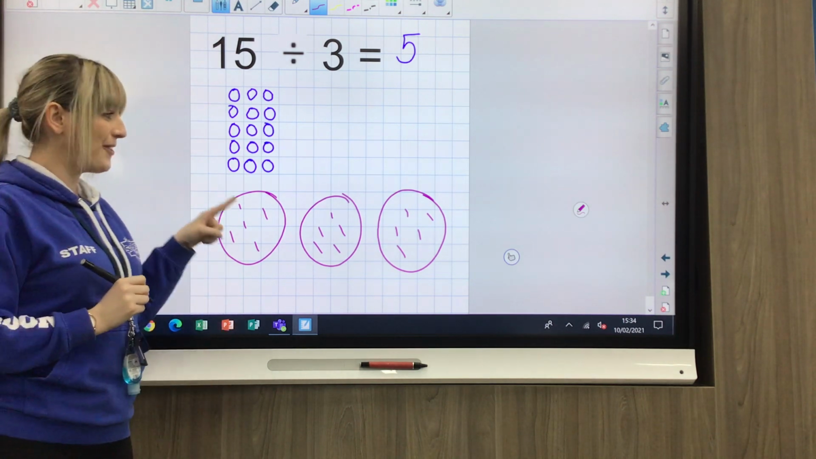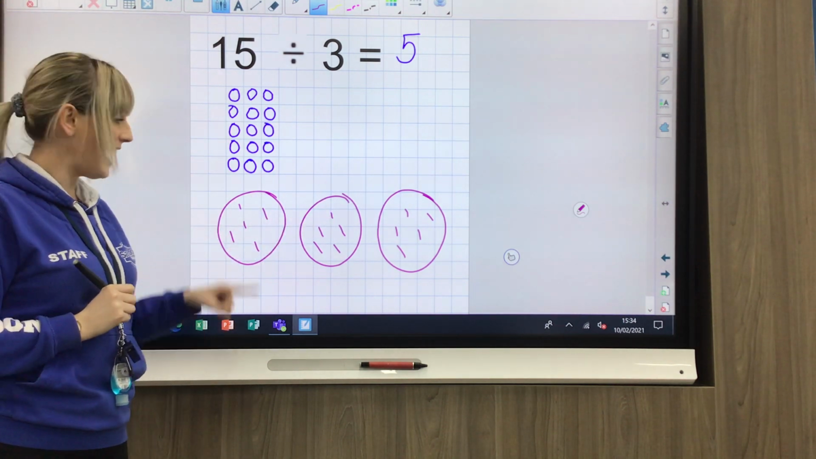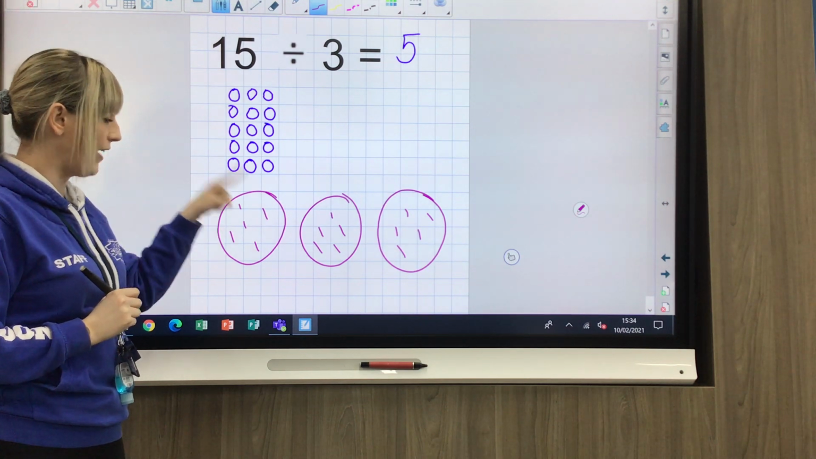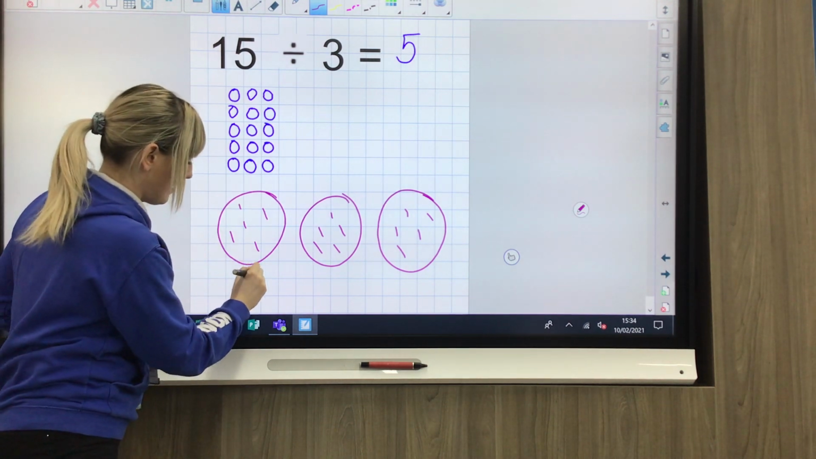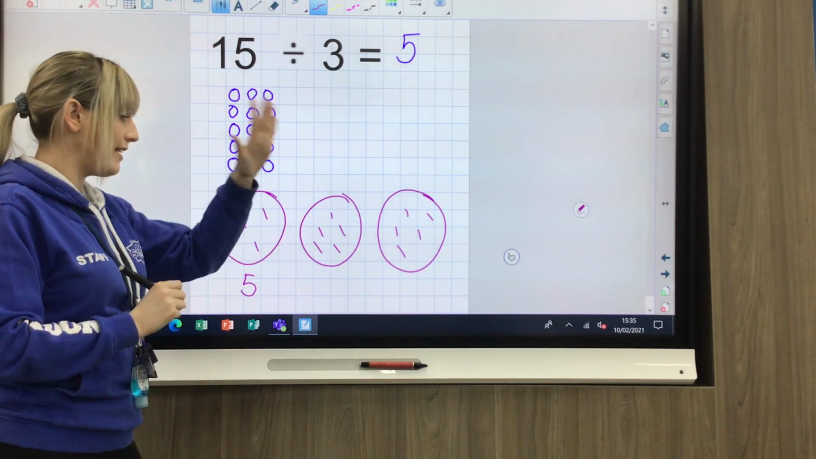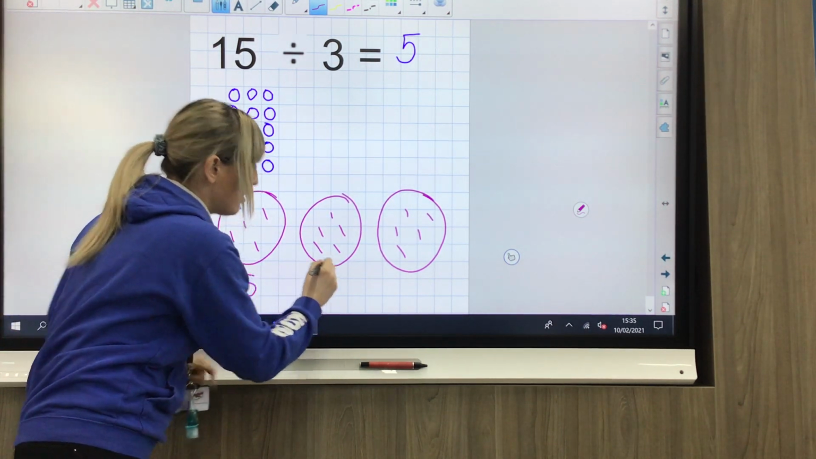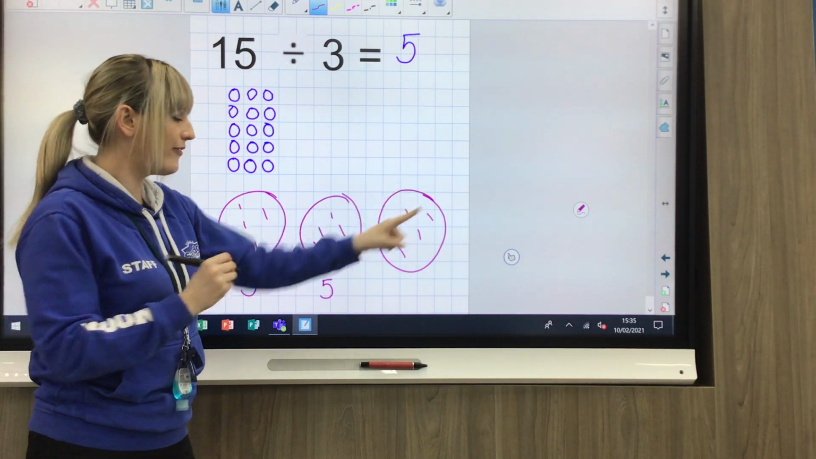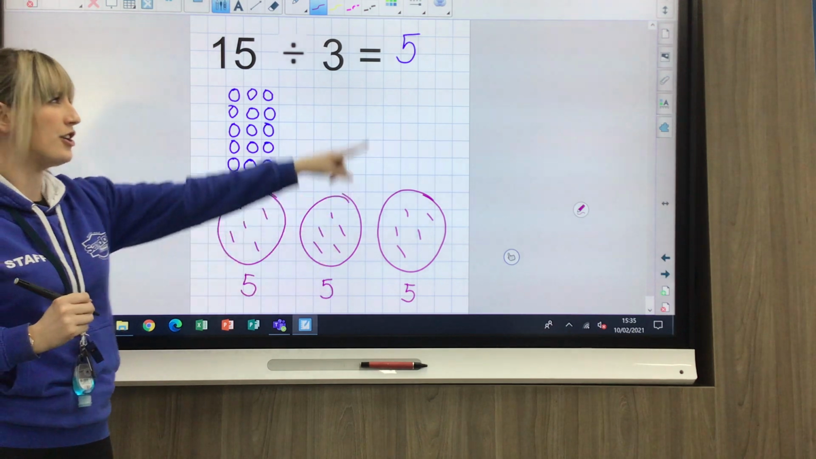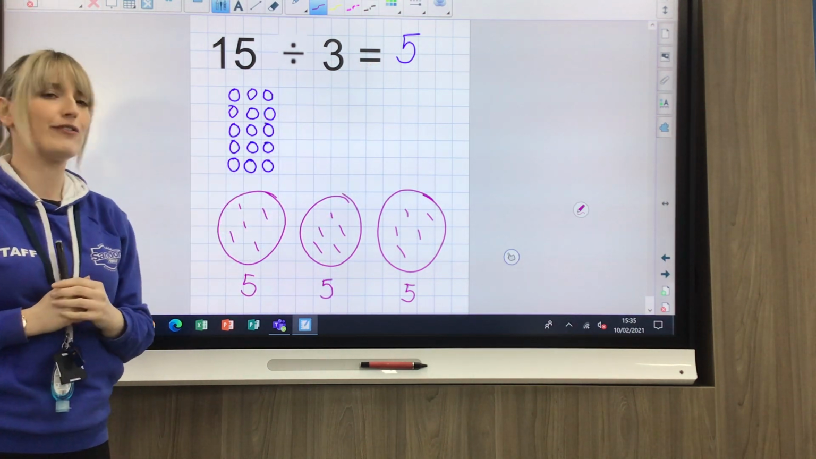Okay, so I know lots of you would solve it like that. And you'd count how many sweets each friend would have. 1, 2, 3, 4, 5. Let's check they're all equal. 1, 2, 3, 4, 5. They're equal. Oh, they're all the same, so they're all fair and all equal. And I know my answer is 5.